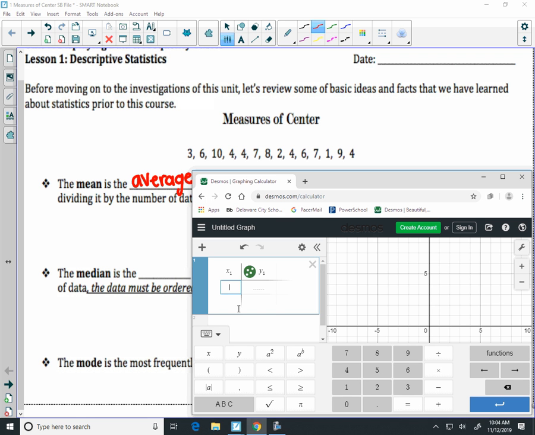Feels funny to have repeats. 3, 6, 10. Start adding those in. 4.